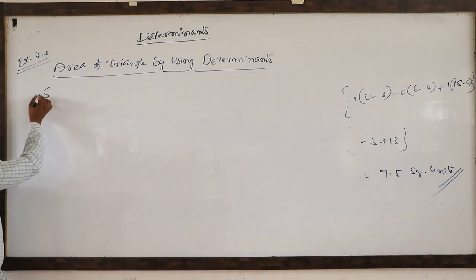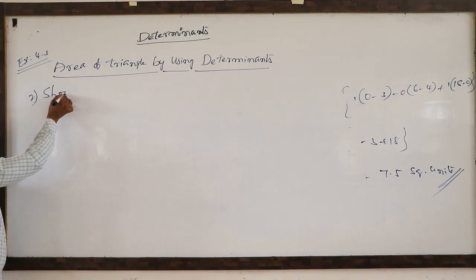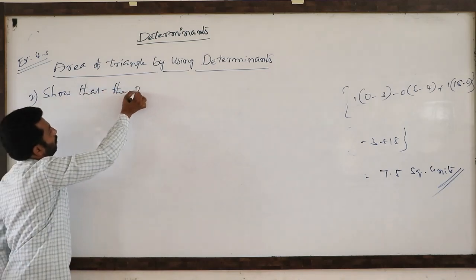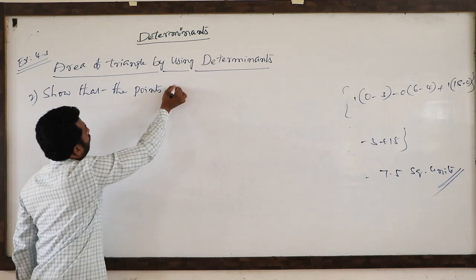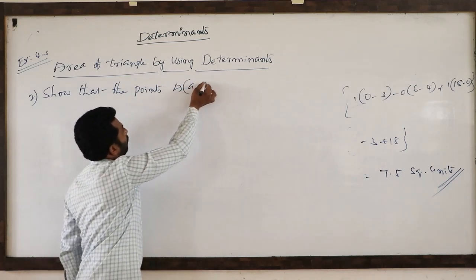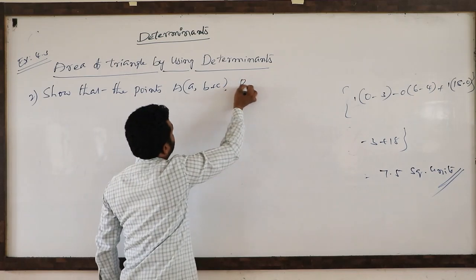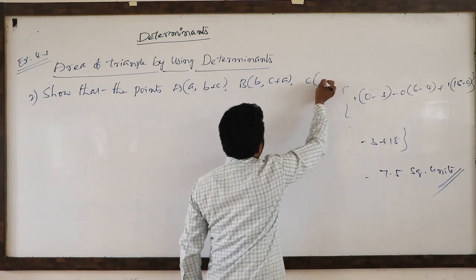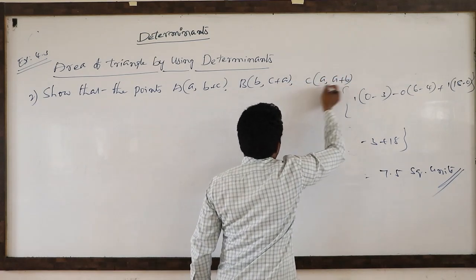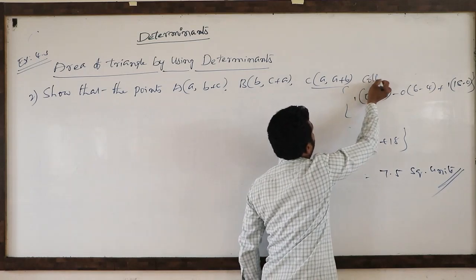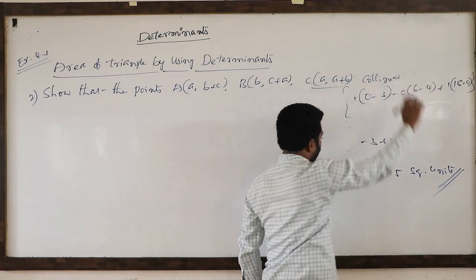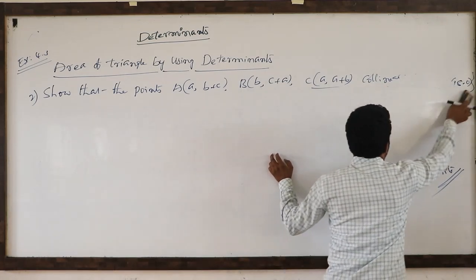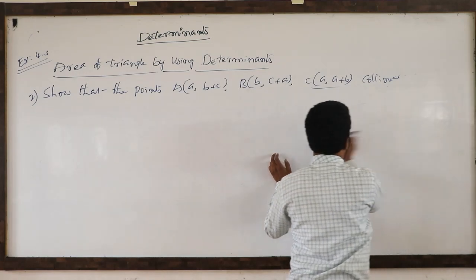Show that the points A, B+C; B, C+A; and C, A+B are collinear. So just the one I told, collinear is nothing but the area of the triangle must be 0, we have to prove. That means the determinant equals 0.